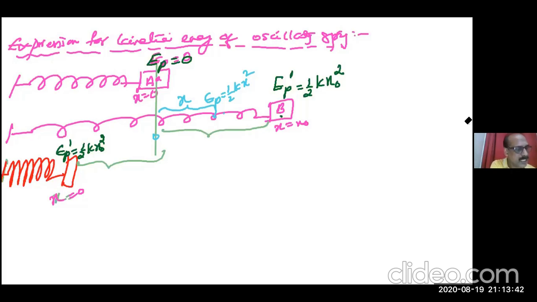Now, let us consider a spring oscillating on a frictionless surface within the limits B and C, with respect to mean position A.